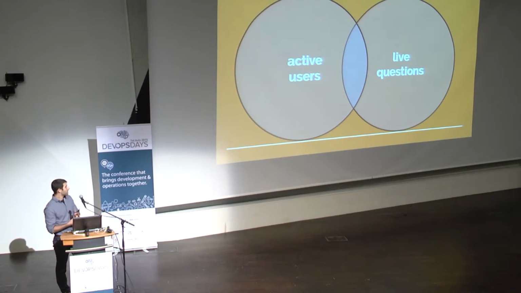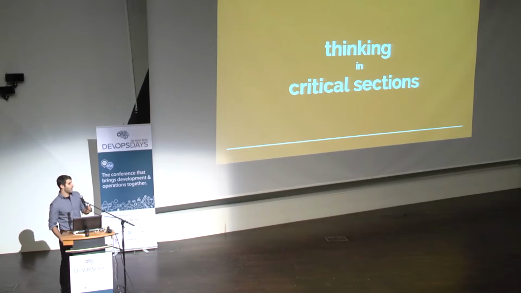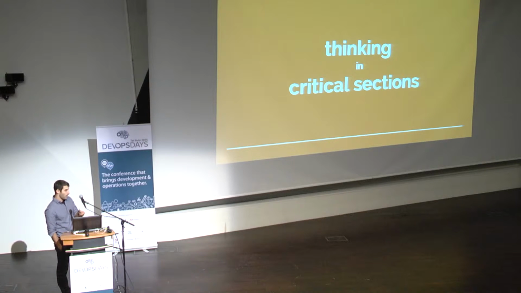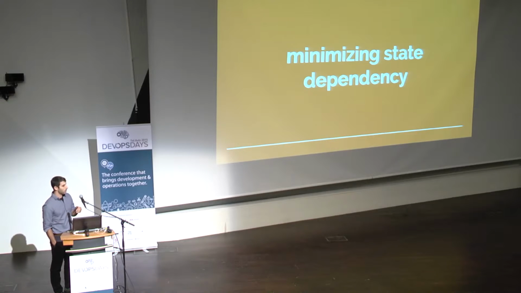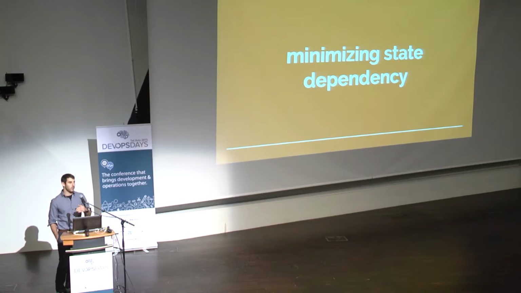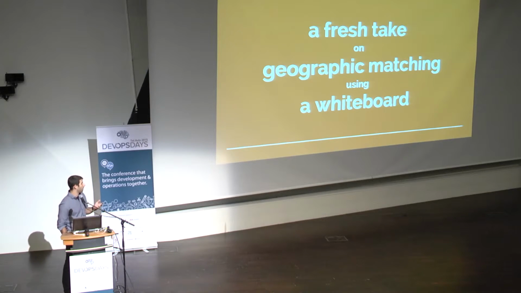Basically, what the app does is geo-matching. It takes active users and live questions, which can both move around the space, and matches them according to some business logic. That led us to think in critical sections, because that's the way Storm works. So we took those parts which are heavy in compute, and we tried to minimize their state dependency between each other. And if we can eliminate state altogether, it would be awesome, because that's how we can achieve maximum scalability. So that took a really fresh take on geographic matching.